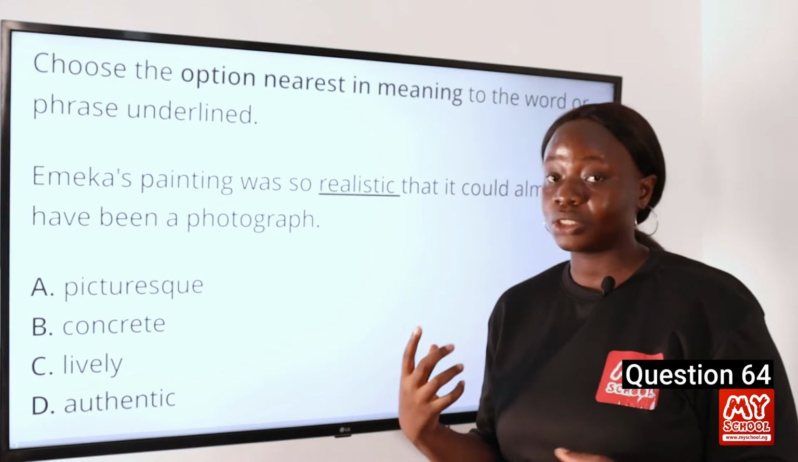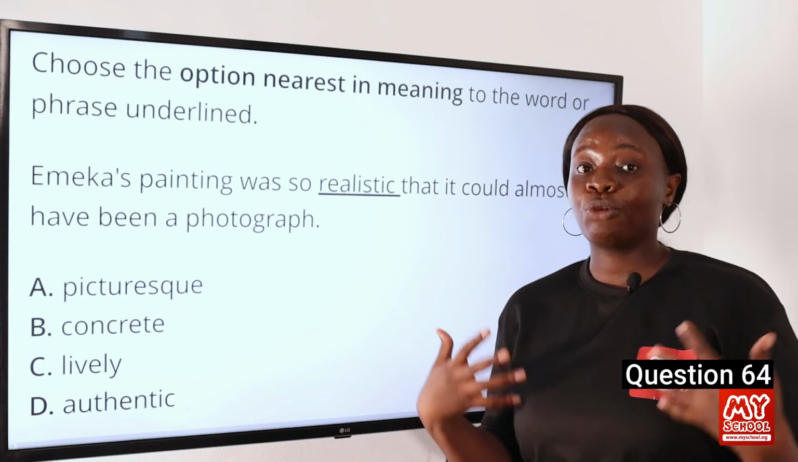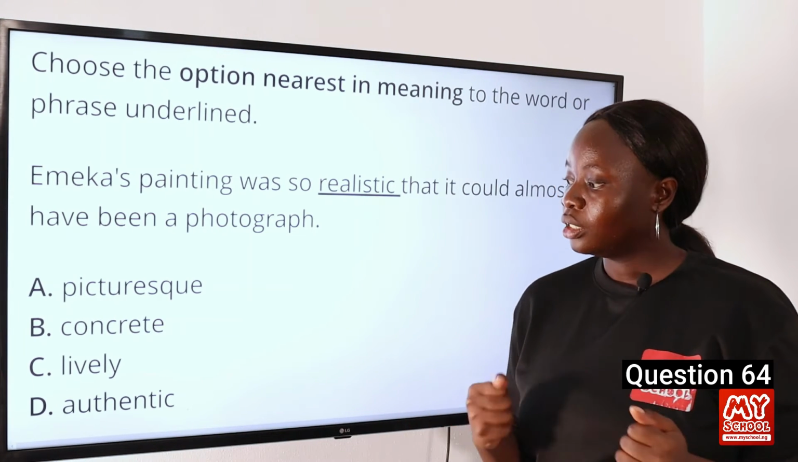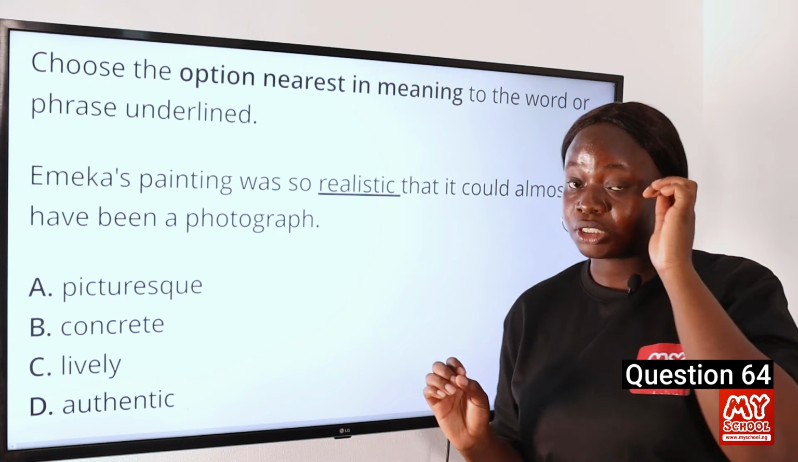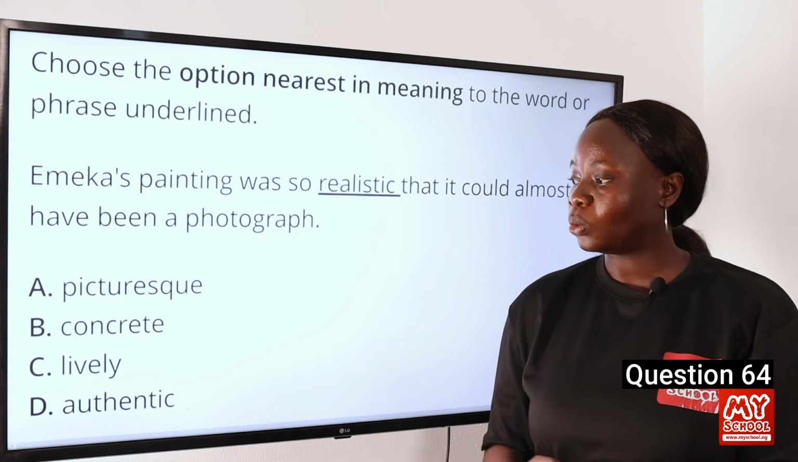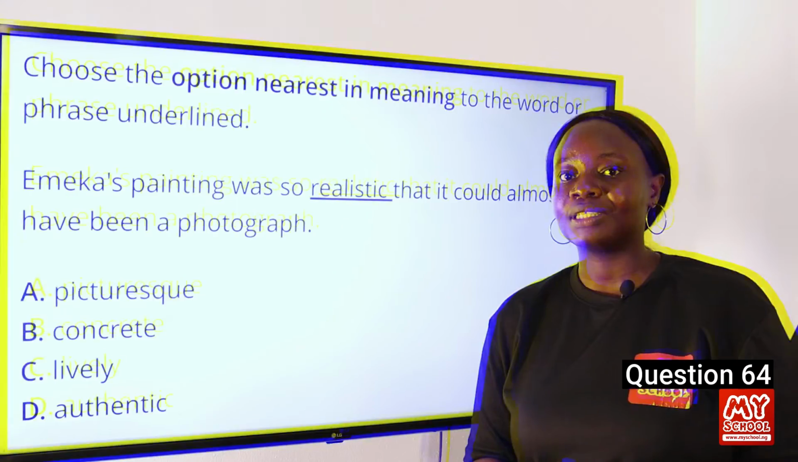The word concrete is the quality of something that can be seen and touched. The word lively actually means full of life and energetic. But authentic means genuine, something that is closely approximated to reality. So it is the closest in meaning to the word realistic. So our answer to this question is option D, authentic.